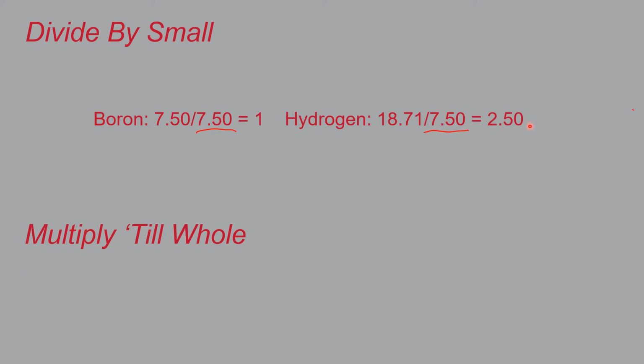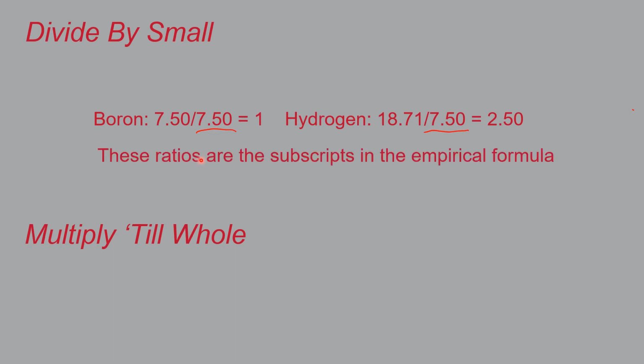And the other one here in this case is 2.5. Don't be too worried if they are not integers at this point, and in fact they usually aren't. Which brings us to the fourth line, multiply till whole. These are the ratios that are going to be the subscripts in the empirical formula. But again, they need to be whole numbers.